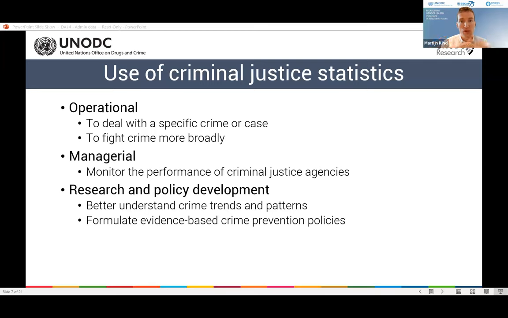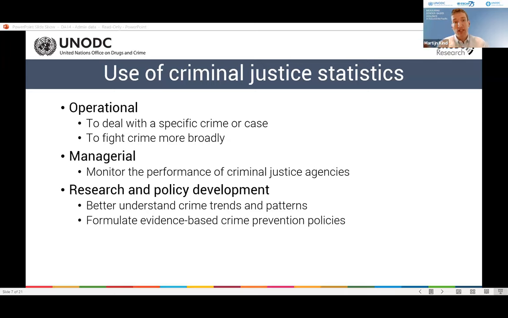But there's also a more managerial aspect to it. We can know how well the criminal justice system is performing in fighting these sorts of crimes. We can also measure staffing levels. Like I said, we can see how much money is dedicated to fighting gender-based violence, how many crimes are reported, how many of those are solved, how many are left unsolved, et cetera.